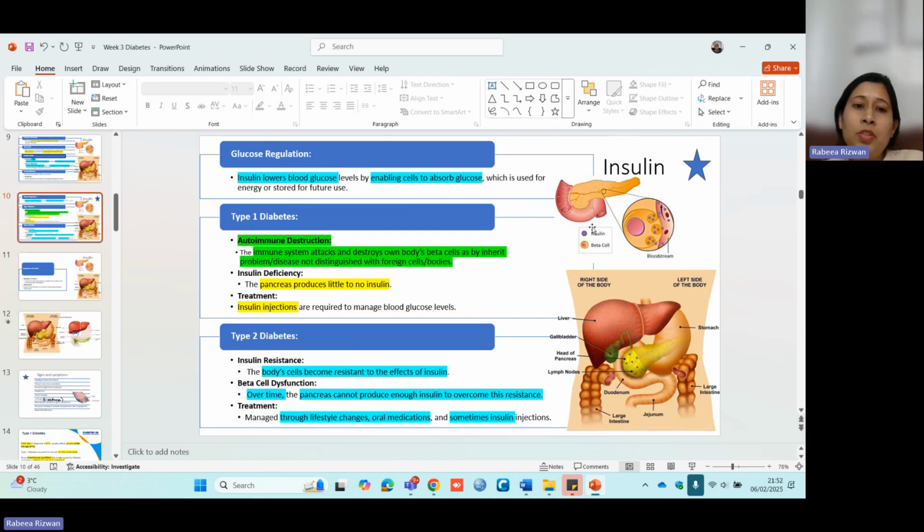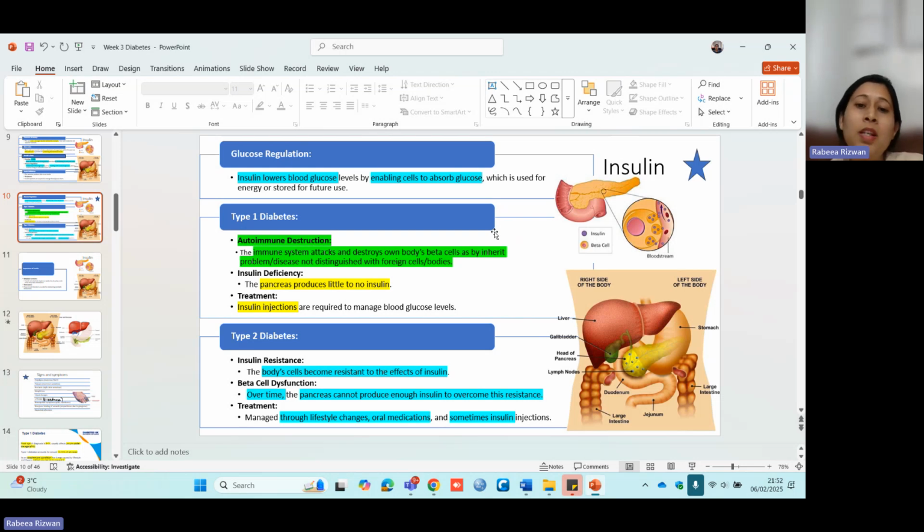So glucose regulation is done by insulin, which helps to lower the glucose level in the blood. If it does not function, then the glucose level is high in the blood and not entering inside the cell. Now let's discuss the differences between type 1 and type 2 diabetes. So we all know that in type 1 diabetes, autoimmune destruction happens, where the body identifies these beta cells as foreign particles and destroys them.